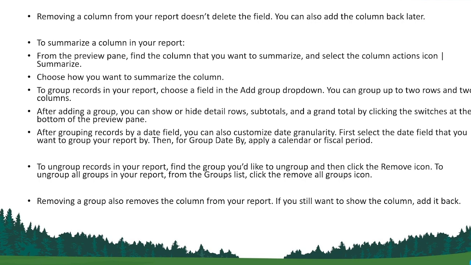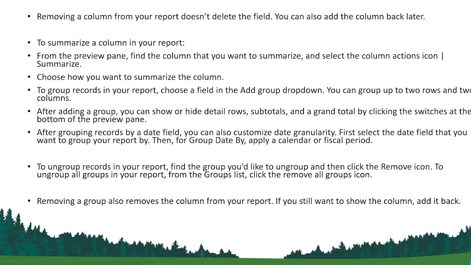Then you are grouping your records in reports. You choose a field where you can add your group in a drop down way. You can also group 2 rows, 2 columns, 1 row, 1 column, 3 rows, 3 columns. So you can have the grouping of the rows and columns also when you are creating or accessing a report.